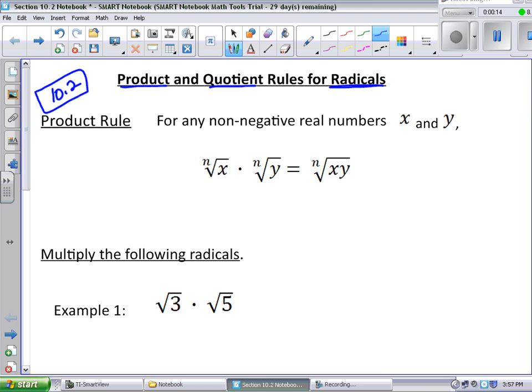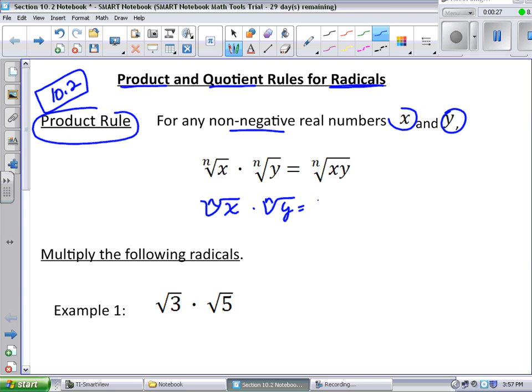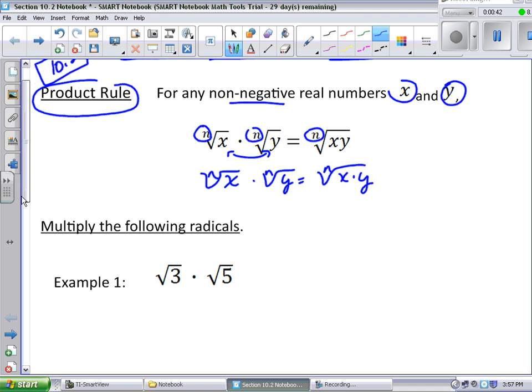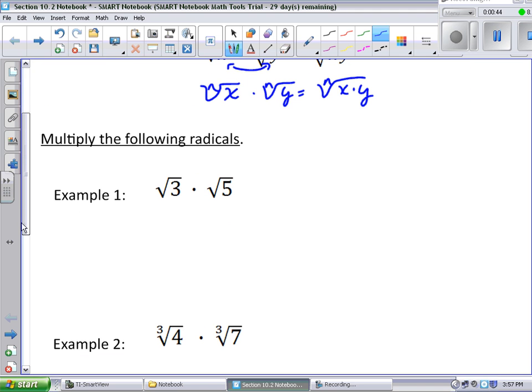First, let's start off with the product rule. For any non-negative real numbers x and y, we know that the nth root of x times the nth root of y is equal to the nth root of x times y. Notice these are all like indexes. We keep the index and then we just multiply what's underneath the radical together. So let's use that rule to do example 1.